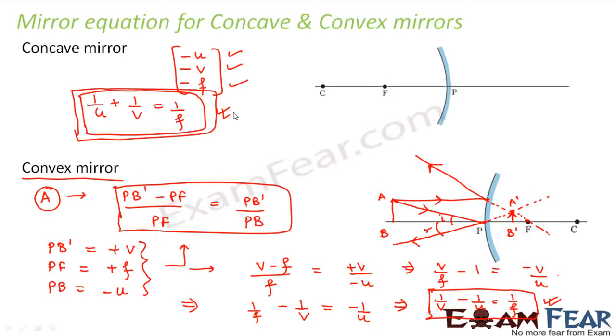But when you put the value of u, you consider the sign. Let us suppose the question says that the object is placed at 5 centimeters from the pole and the image is formed at 10 centimeters from the pole. What is the focal length of the mirror? If you are solving it for a concave mirror, then you take u as -5 and v as -10. If you are solving it for a convex mirror, you take u as -5 and v as +10. You consider the sign conventions there and then you solve it. So this is how you solve using the mirror equation.